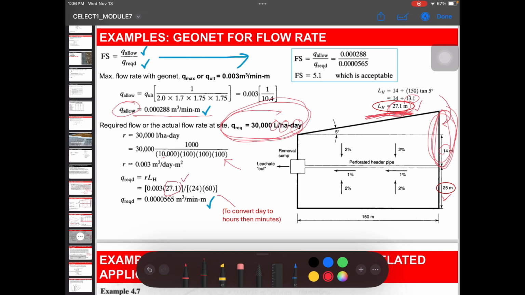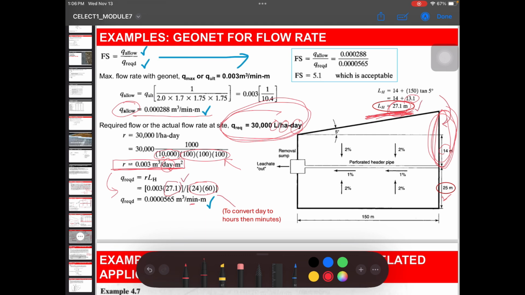This one is to convert yung hectares. And then, this one is to convert yung liter. So, makukuha mo itong given na flow rate, na design flow rate. So, may natira pang days. So, pagdating dito, doon pa lang siya kinonvert.